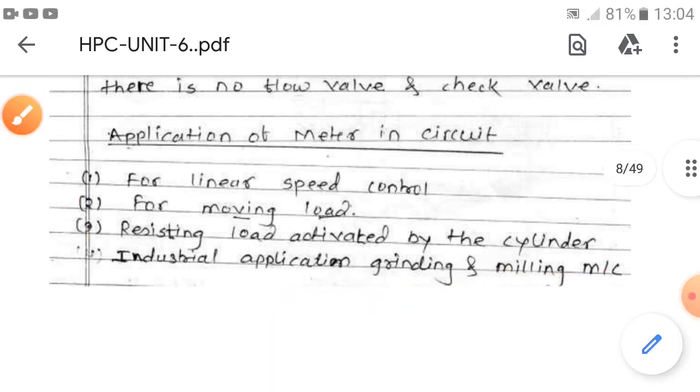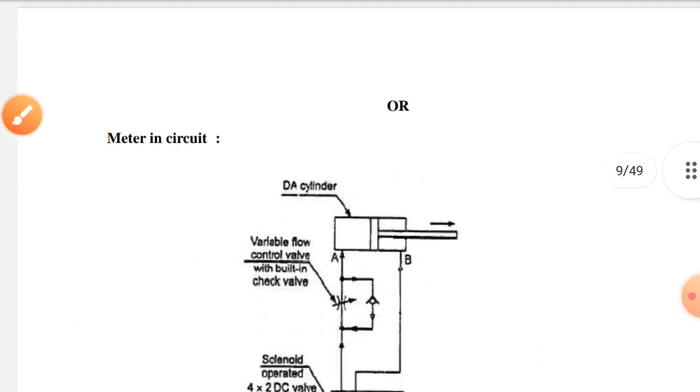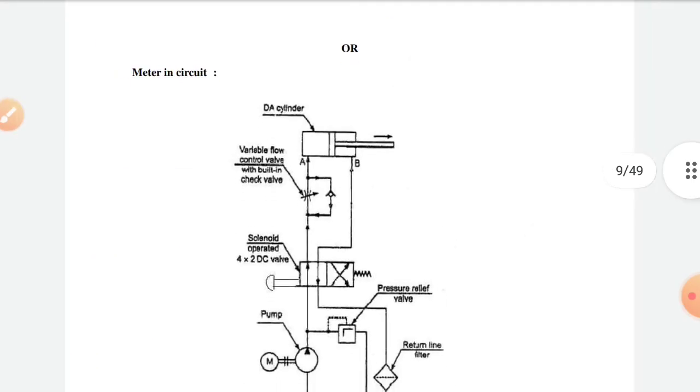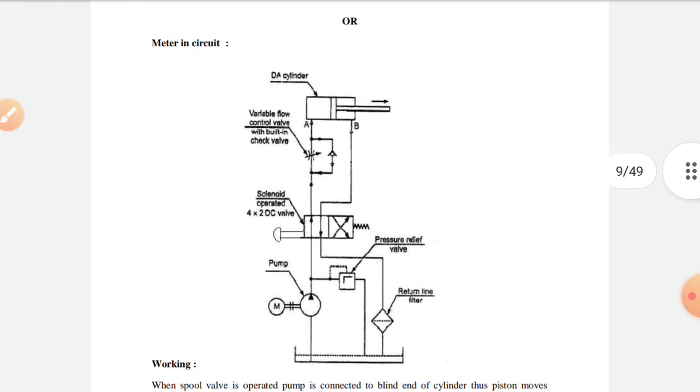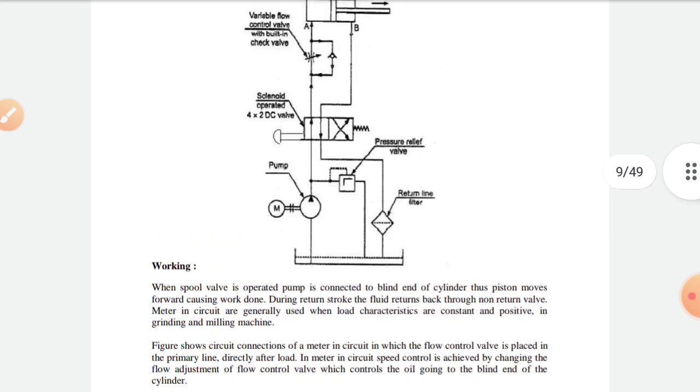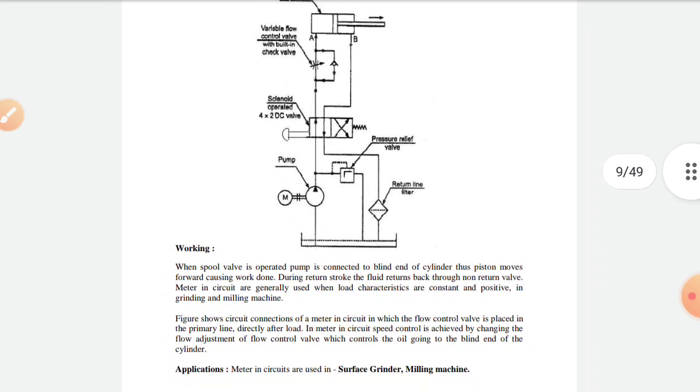So next, this is also one more construction of meter in circuit. This is a figure of a meter in circuit. So we see the working of meter in circuit. When the pull valve is operated, the pump is connected to the blind end of the cylinder, thus the piston moves forward causing work done. During the return stroke, the fluid returns back through the non-return valve.